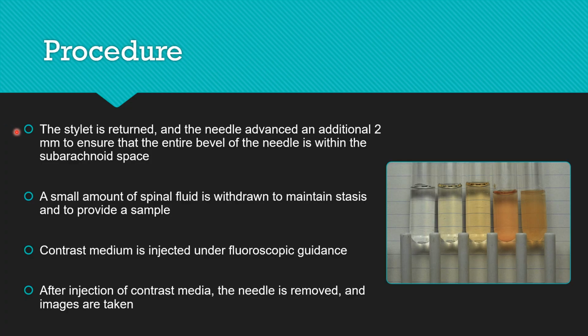The stylet is returned, and the needle advances an additional 2 mm to ensure that the entire bevel of the needle is within the subarachnoid space. A small amount of spinal fluid is withdrawn to maintain stasis and to provide a sample. Contrast medium is injected under fluoro guidance. After injection of contrast media, the needle is removed and images are taken.